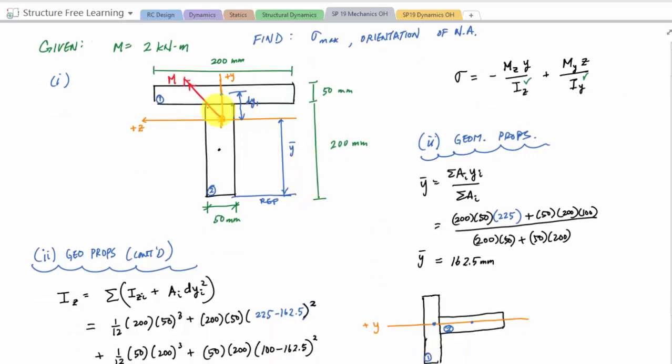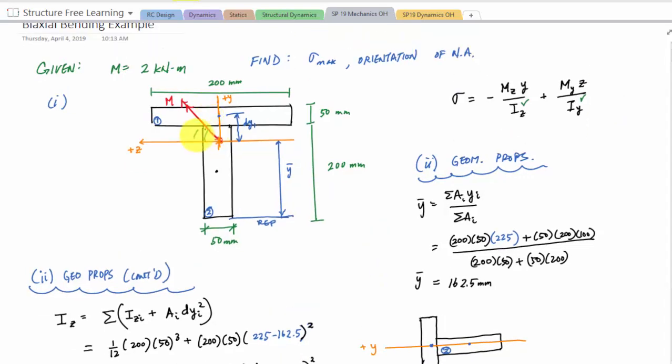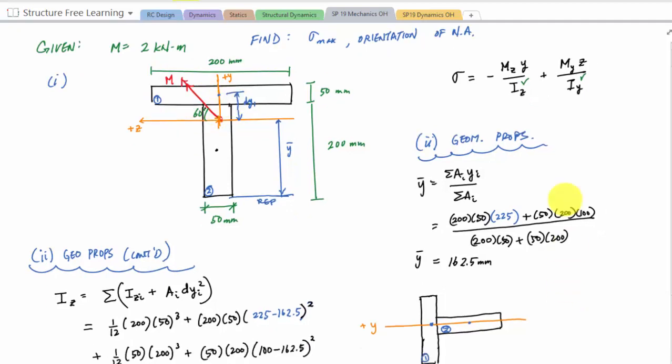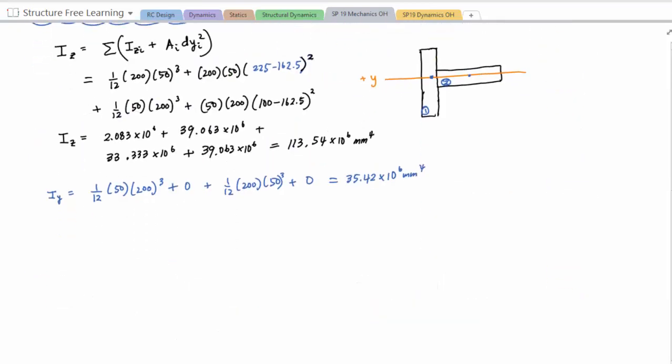And then moments about the z. Right here I have this moment. This angle right here is 60 degrees. So if I look at the moments, I'm just going to break down the moments into components. So here, my moment vector, moment components: the vector M has a magnitude of 2 kilonewton meters and is pointing at an angle of 60 degrees like this, right?